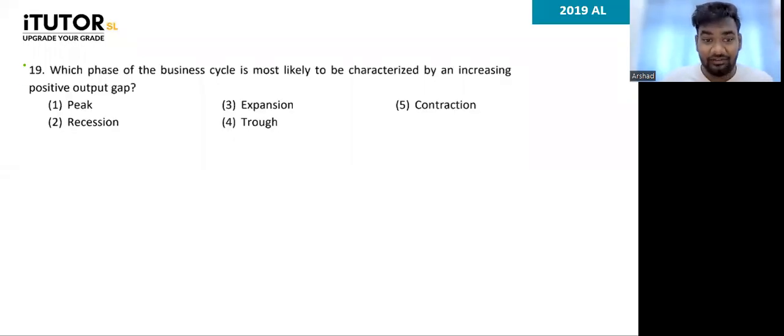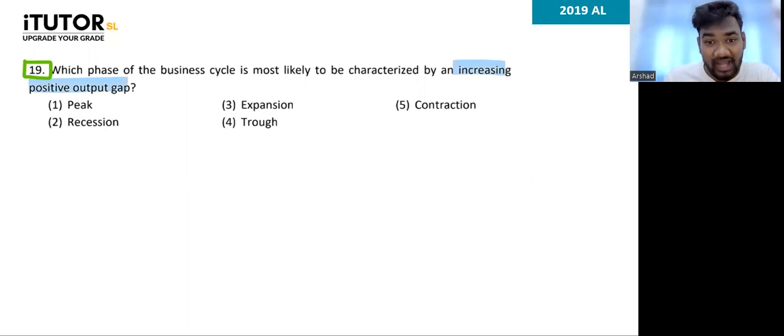2019, starting off with question 19. Which phase of the business cycle is most likely to be characterized by an increasing positive output gap? In which stage does the positive output gap keep on increasing? It's a good question, a little tricky, not very tricky. At which stage does the positive output gap keep on increasing? They are saying which phase is most likely to be characterized by an increasing positive output gap.